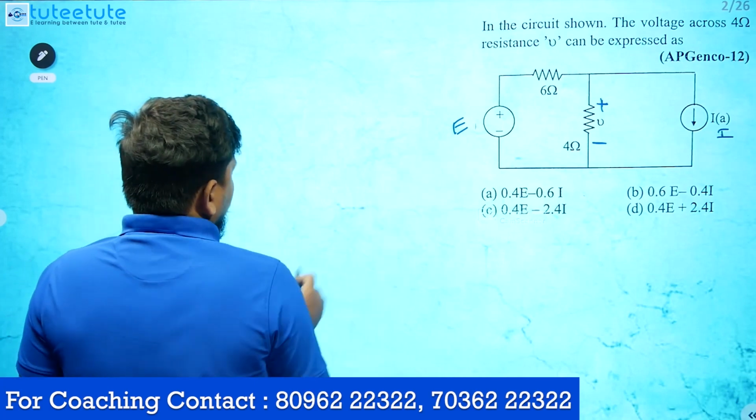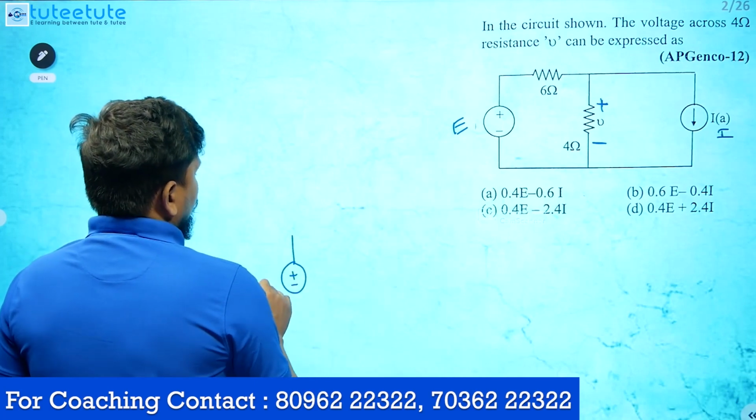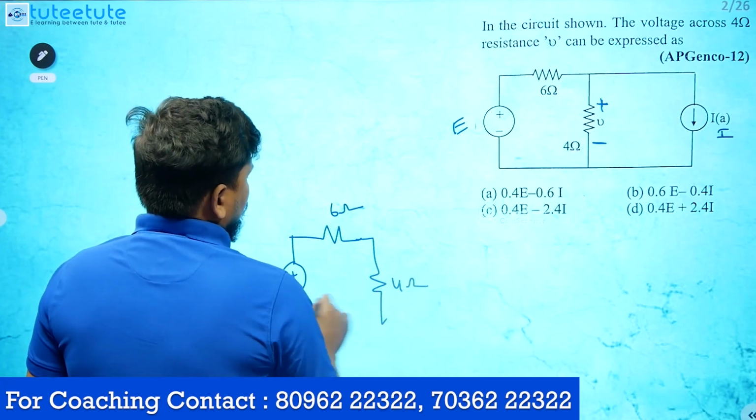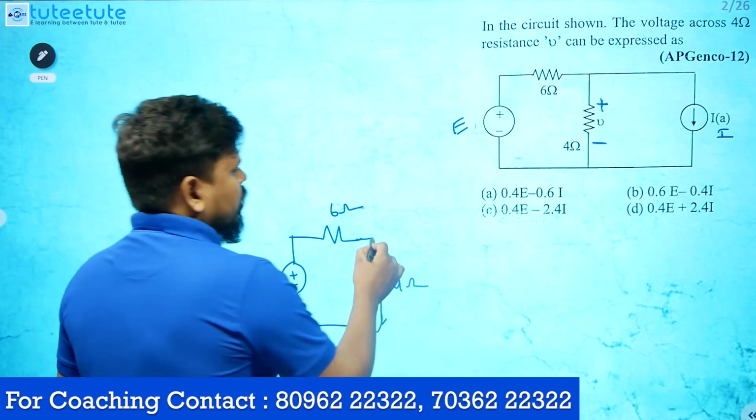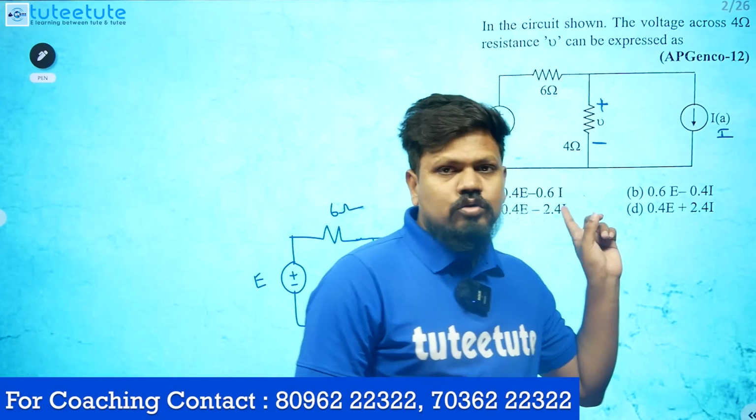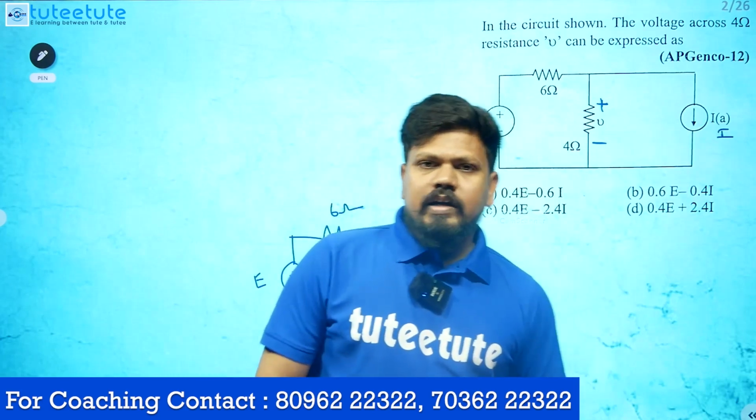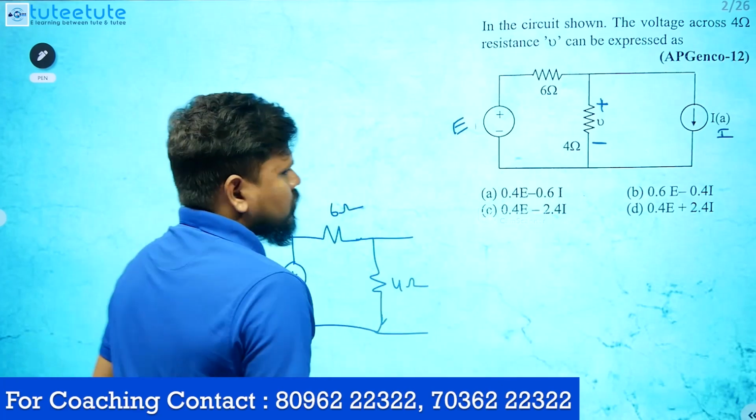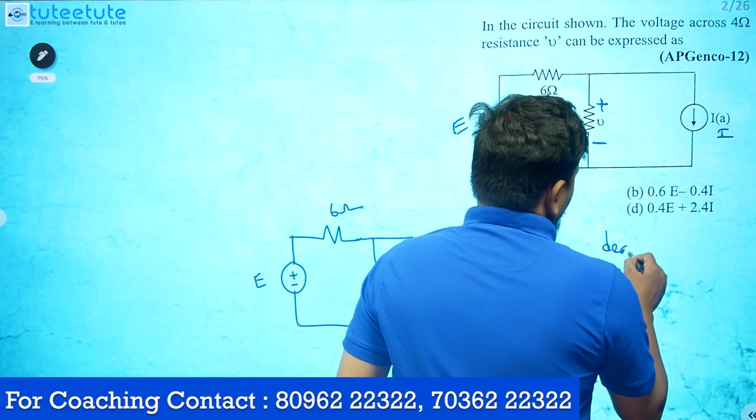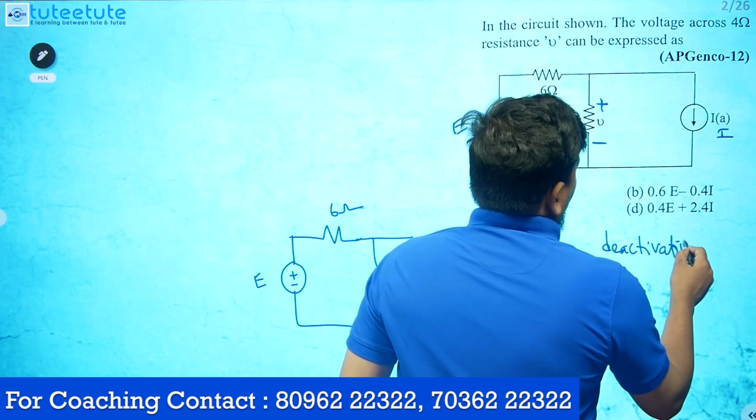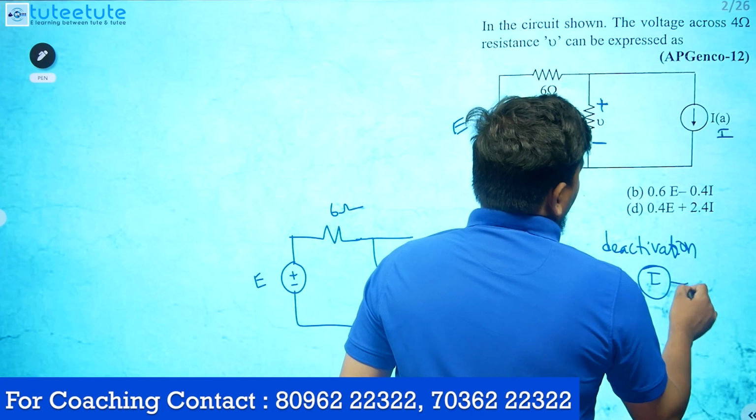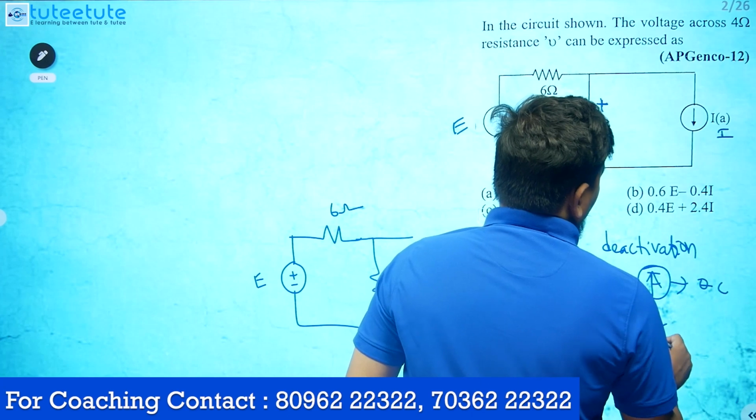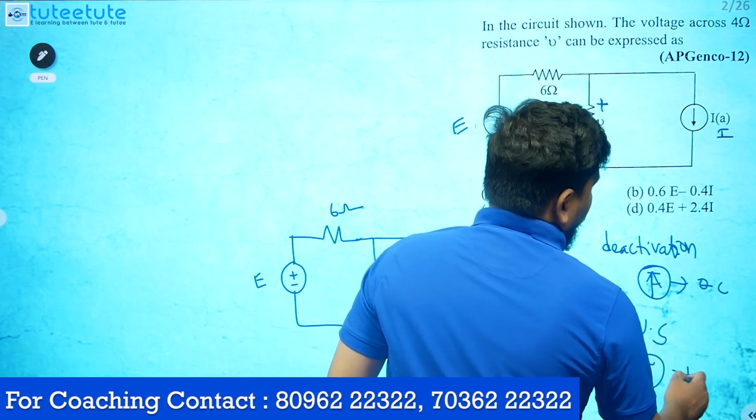Because of the voltage source, if I activate only the voltage source E, there is the 6 ohm resistance and the 4 ohm resistance. Whenever only one source is activated, the other source we have to deactivate. Deactivating the current source means using an open circuit. If it is a voltage source, then we have to deactivate it with a short circuit.